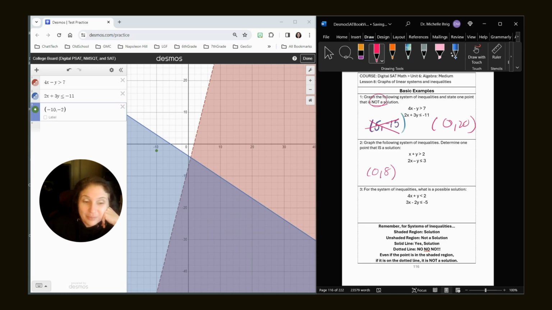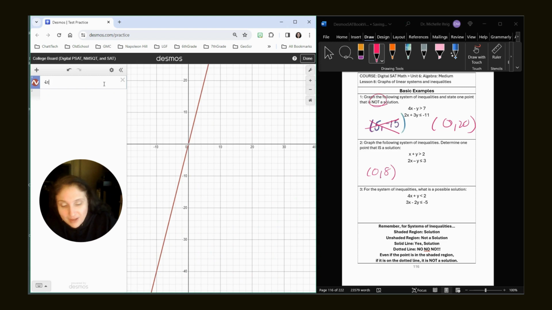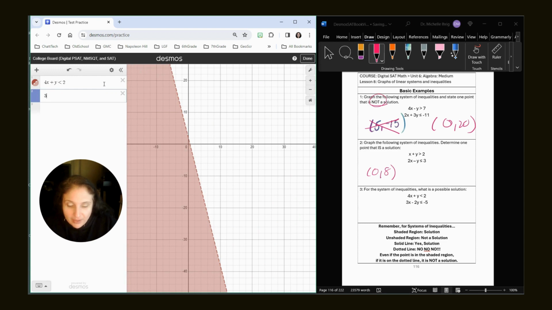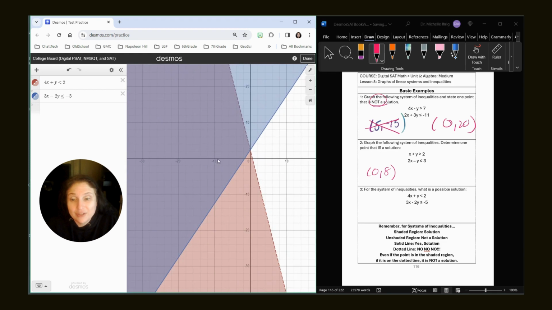Okay, for number 3, again, this is not a not, so lesson learned. Make sure they don't say not when you do the question. 4x plus y is less than 2. 3x minus 2y is less than or equal to 5. Oof, -5. All right, it does want a solution, so anything in the shaded region works. Let's just do the point -10, 10. And I do like you guys to type it out just to make sure it works. And so this clearly is in the shaded region, so that one would work.